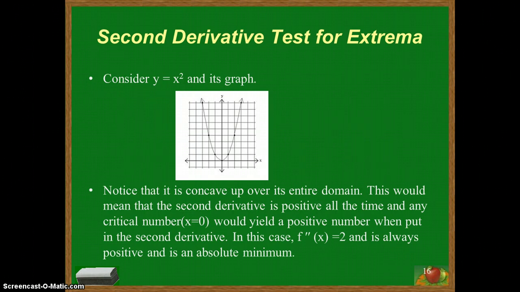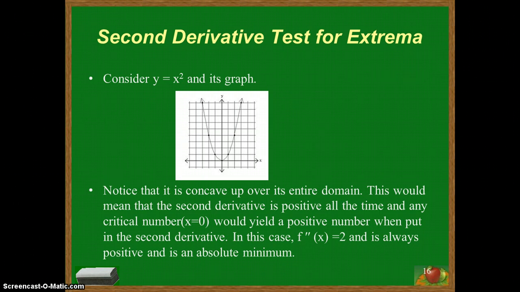The last thing we're going to talk about is the second derivative test for extrema. Let's go back to our old friend y equals x squared and its graph below. Notice that it's concave up over the entire domain. This would tell us that the second derivative has to be positive all the time, and any critical numbers that I insert into the second derivative, in this case x equals 0, would yield a positive number. In this case, f double prime of x equals 2, which is always positive. Therefore, x equals 0 is an absolute minimum.